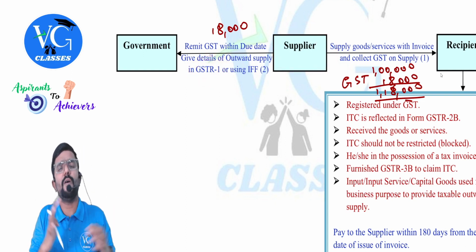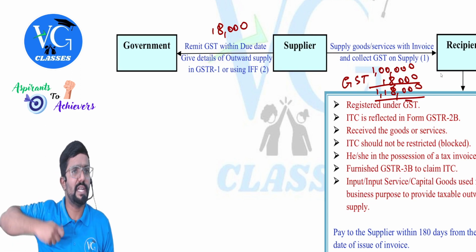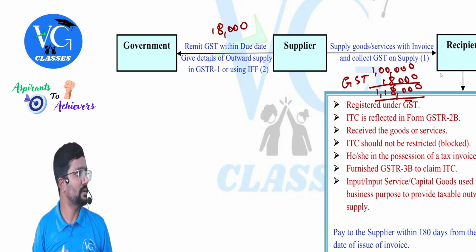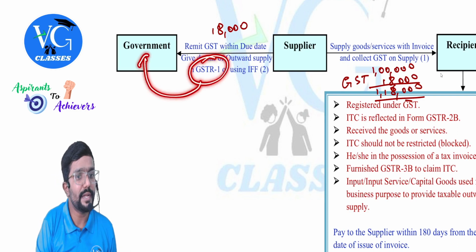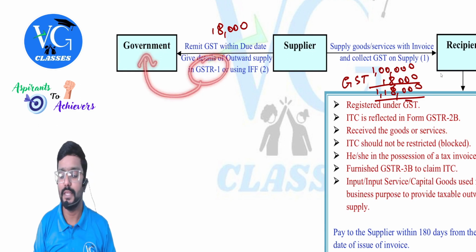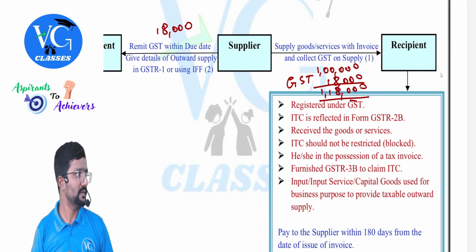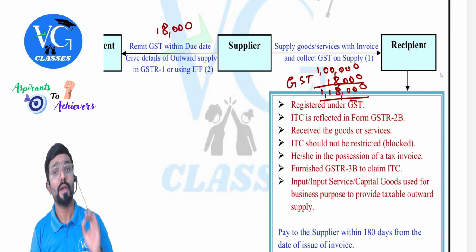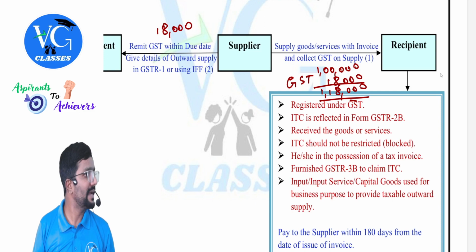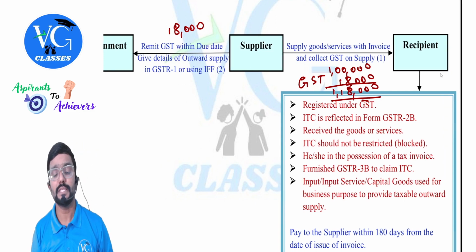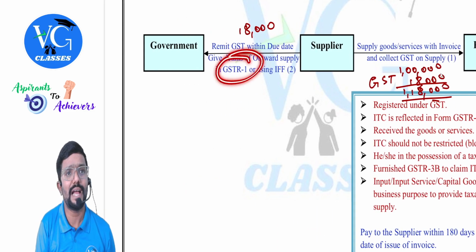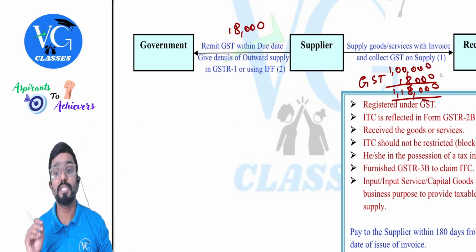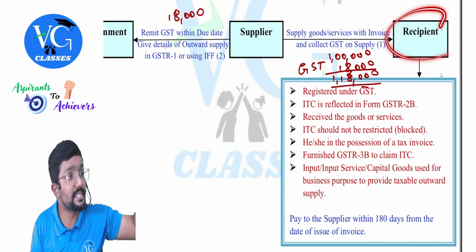So the supplier will deposit 18,000 with the government and file GSTR1. In GSTR1, he will give all the details of the supply made, how much GST is collected, when it is collected, who that guy is, and what his GST-IN is. Once this is filed, the government already has the data that this guy has paid 18,000. That 18,000 will auto-reflect to him in his GSTR2B. It will get auto-populated. GSTR2B of whom? Not the supplier, of this guy.